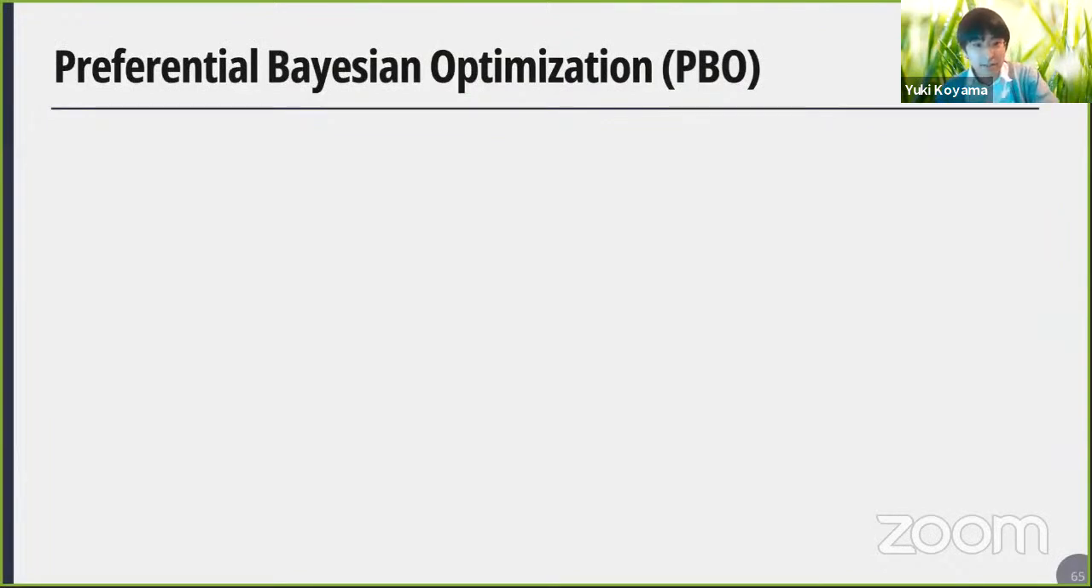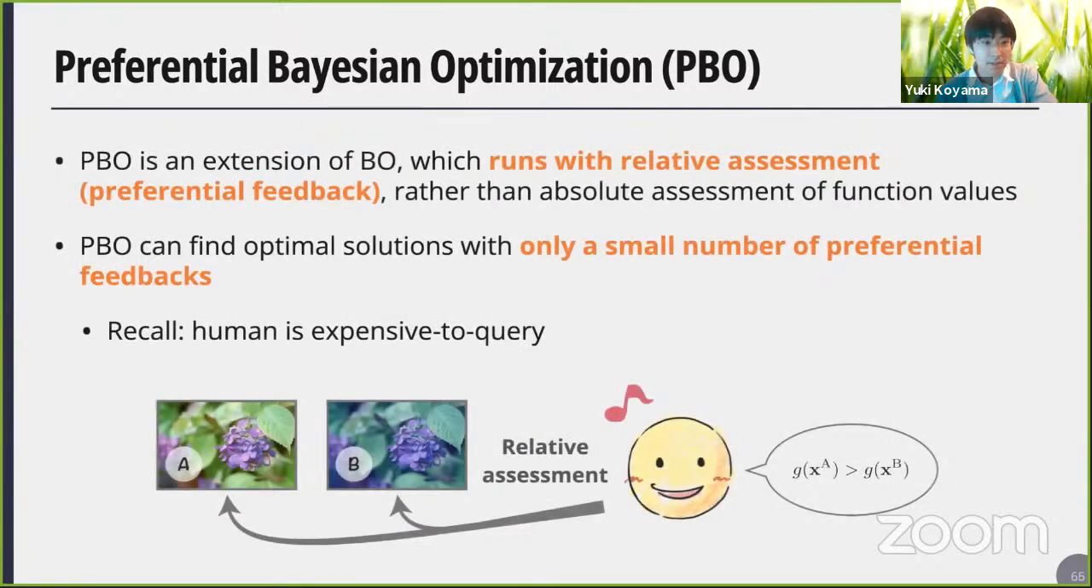Now let me explain preferential Bayesian optimization, or PBO. PBO is an extension of BO, which runs with relative assessment queries instead of absolute assessment. So we can use PBO with human processors. And similar to BO, PBO can find good solutions with only a small number of preferential feedback iterations. This property is important because humans are expensive to query.